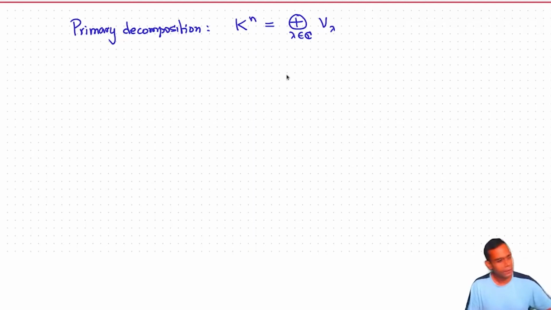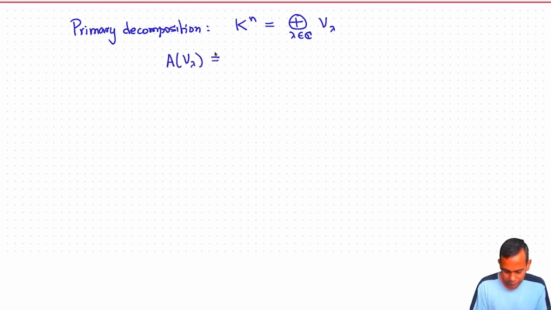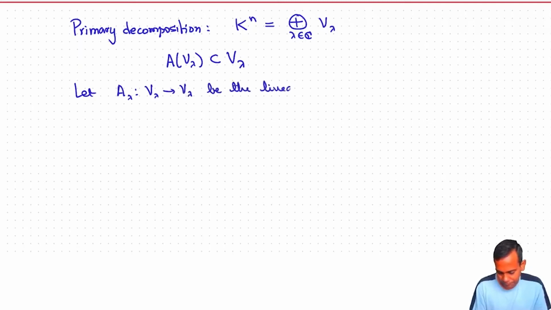And now A takes V_lambda into V_lambda. Well, it may not be all of V_lambda, well it usually is, but A takes V_lambda into V_lambda. We know that because V_lambda is actually a submodule of M. And so let A_lambda from V_lambda to V_lambda be the linear map obtained by restricting A to V_lambda.